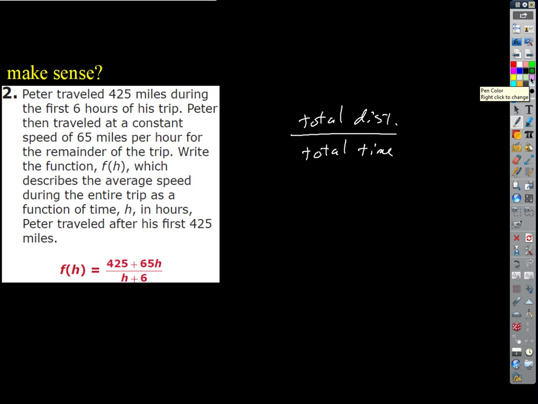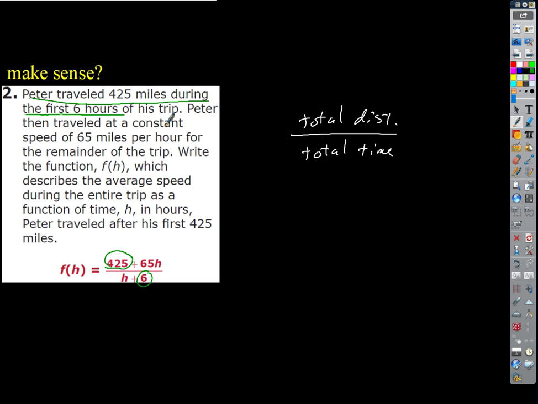It says, Peter traveled 425 miles during the first 6 hours of his trip. So there's a distance and a time. He traveled 425, so that's going to go on the top of the fraction. That's part of what we're adding up on the top of the fraction. On the bottom, we've got a 6. There's another part of this, though.